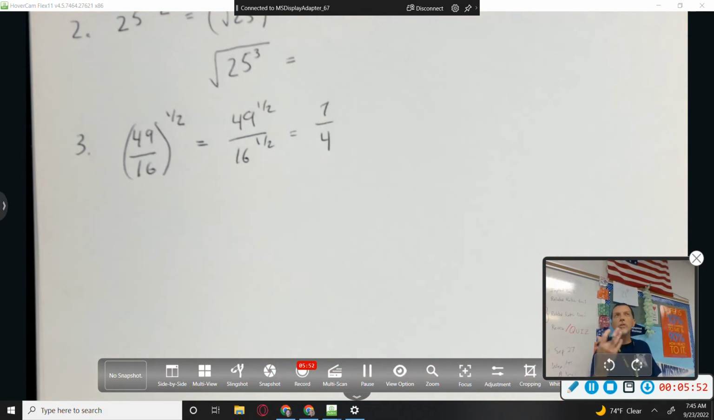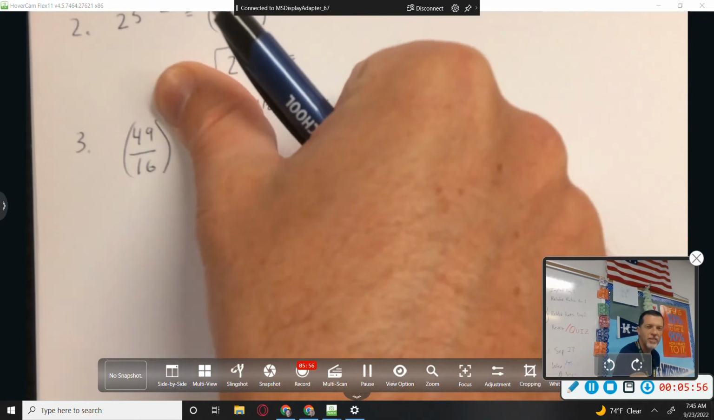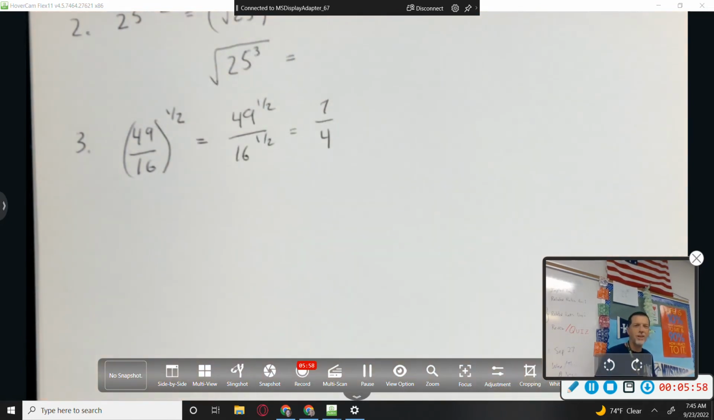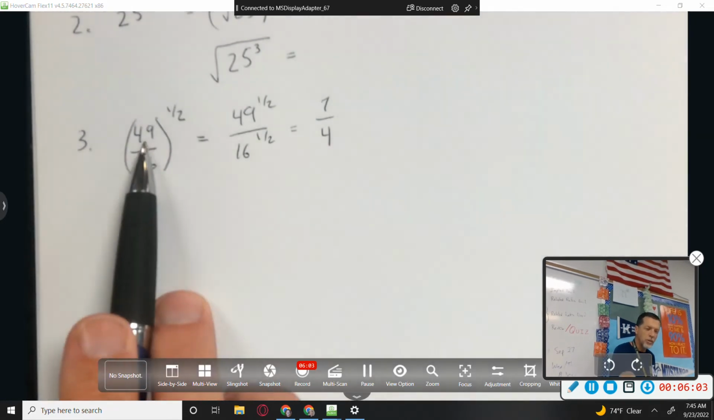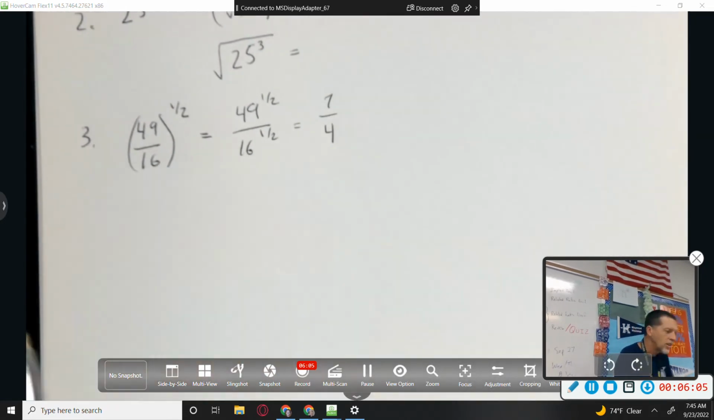So you can handle the top and the bottom separately. Some people get stuck looking at 49 over 16. You're like, I don't know what to do with that. I don't know what the square root of 49 over 16 is. Well, you do know the square root of 49 and the square root of 16, so you can handle them separately.